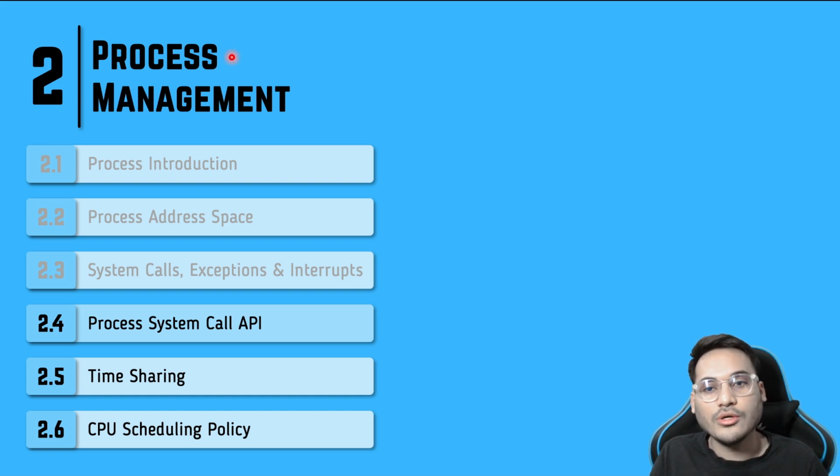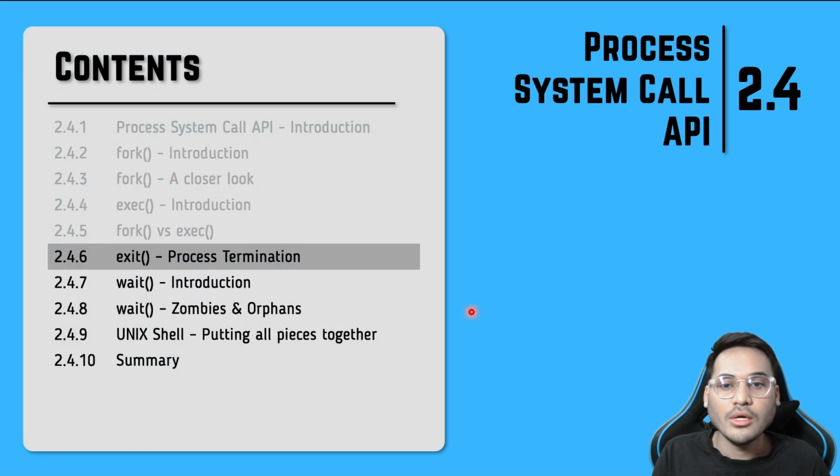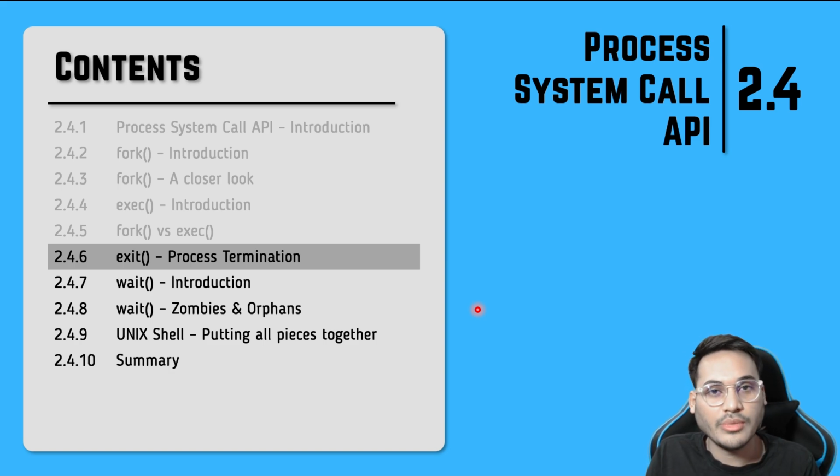Within this second module, we are currently on the fourth topic, that is the process system call API. Within this topic, we are looking at the set of system calls that Unix based operating systems offer, which allow us to perform different operations on processes. Till now, in the previous few videos, we have talked about process creation. We have looked at the two system calls, fork and exec, and we saw how these two system calls together provide a mechanism which allows us to create and run new processes. So that was about process creation.